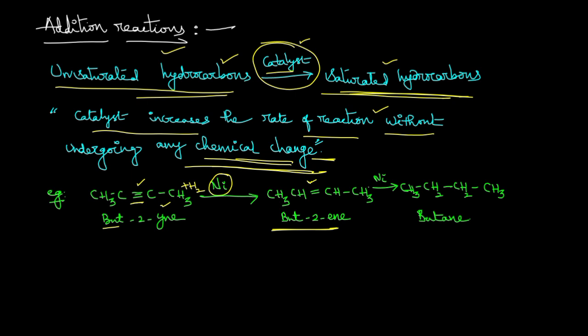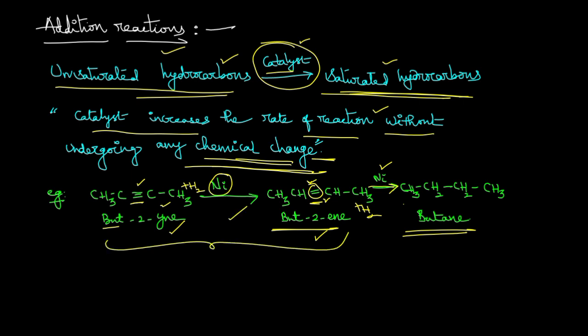If the reaction is continued and the nickel catalyst is used again by adding hydrogen to this, this is butene, 1, 2, so this is 2-ene. This double bond is also broken and finally it will become CH3CH2CH2CH3, which is called butane. Here butyne, which is an alkyne, and butene, which is an alkene, these two are unsaturated hydrocarbons, and these are converted to an alkane, which is butane, a saturated hydrocarbon.